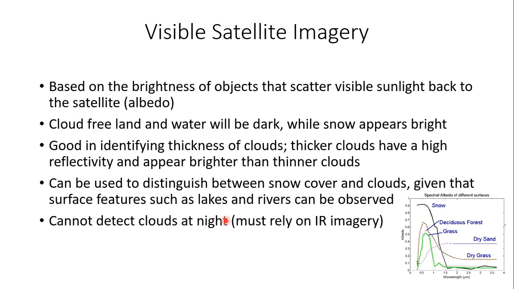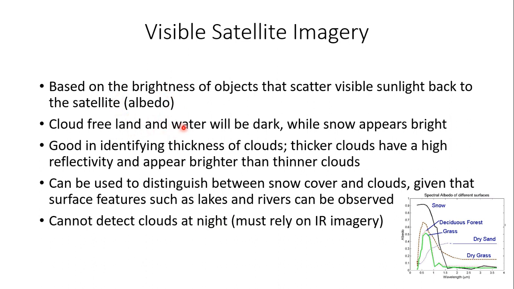Visible satellite imagery is based on the brightness of objects that scatter visible sunlight back to the satellite. So this basically involves a process known as albedo. Albedo is simply the amount of energy that's reflected off specific surfaces. Okay. Cloud-free land and water on visible imagery will be dark, while snow is going to appear bright. And that has to do with the amount of reflectivity, or albedo, from these surfaces.